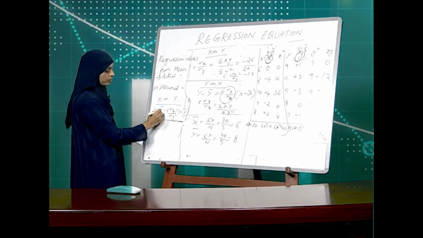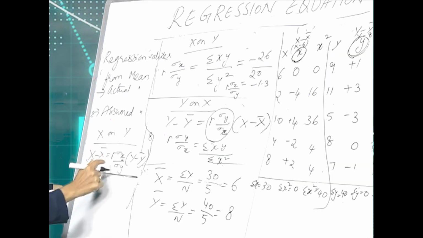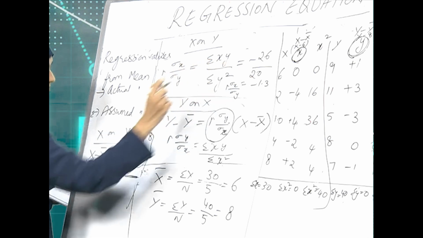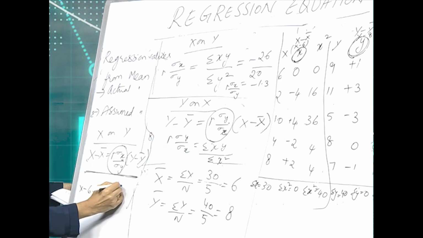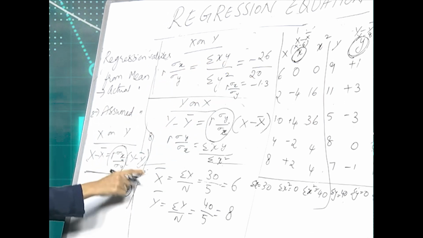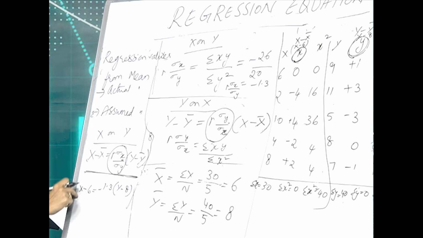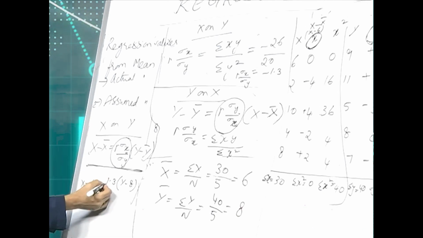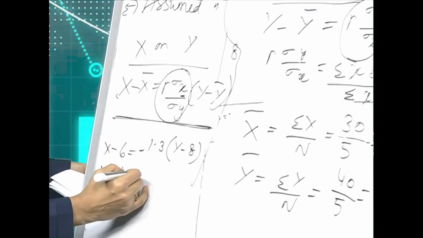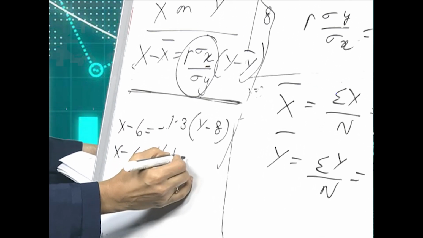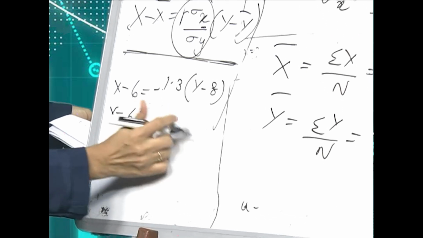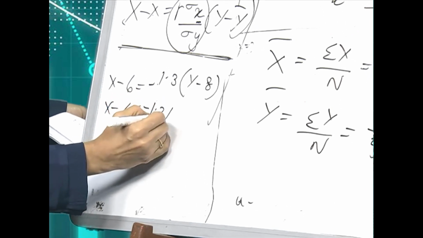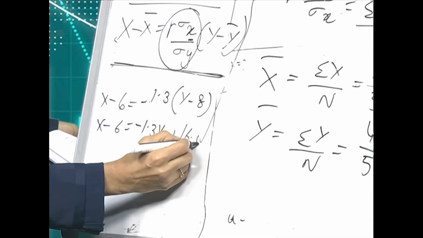So, x minus 6, we got this x bar as 6, and this value we just now calculated, minus 1.3, and y minus 8, because y bar we got as 8. So, we are just substituting this now. Solve this particular equation. This will be x minus 6, multiply this, minus 1.3 into y, 1.3 into 8, which will become 16.4. This will become minus 1.3 y plus 16.4.